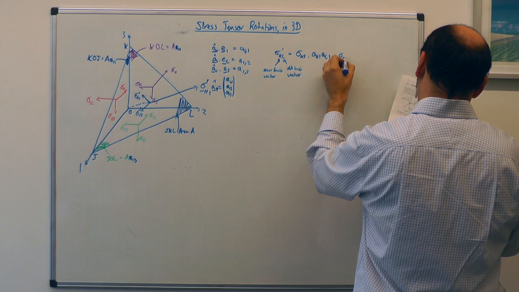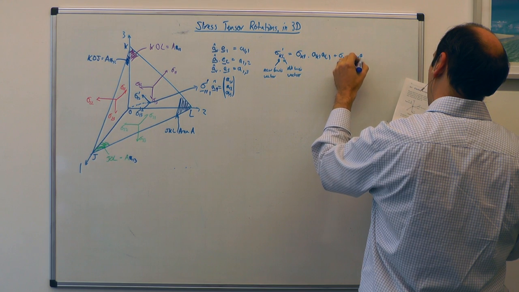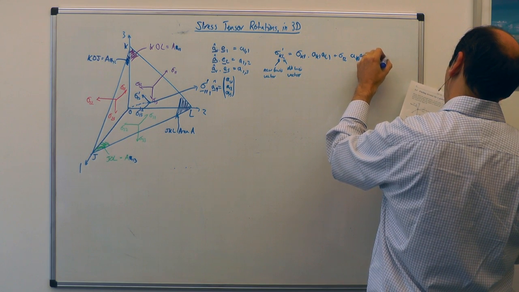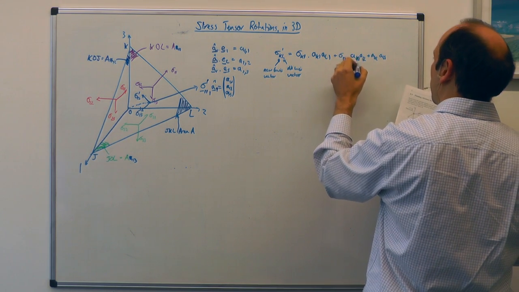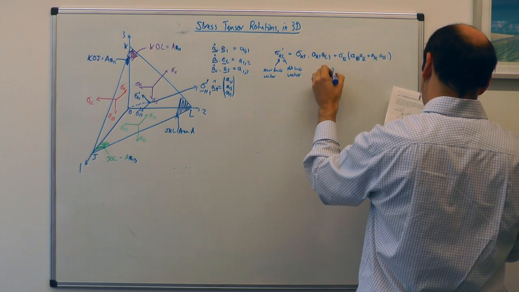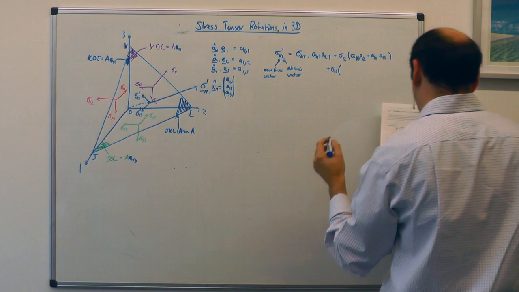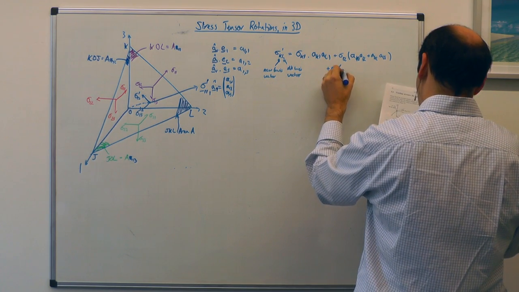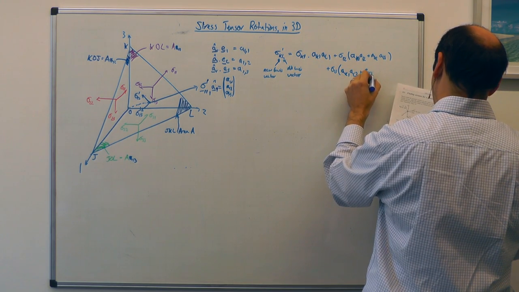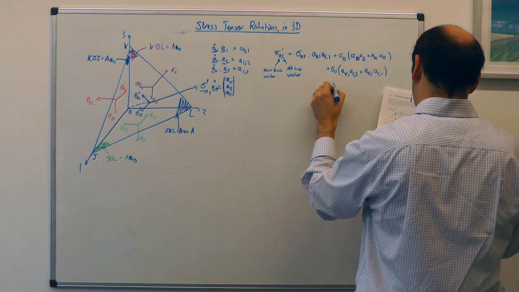sigma 1, 2 times AK1 AL2 plus AK2 AL1, and this is really difficult to distinguish your L's and your 1's, plus sigma 1, 3, and I'm going to end up with two of those, right? Because I've got two of these here. And that gives me AK1 AL3 plus AK3 AL1 plus sigma 2, 2.